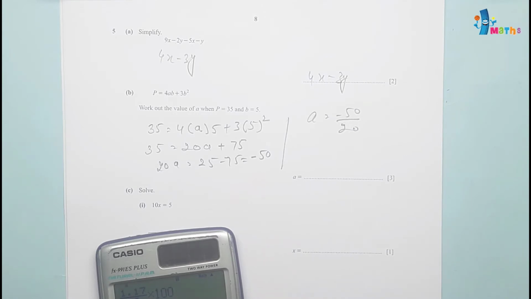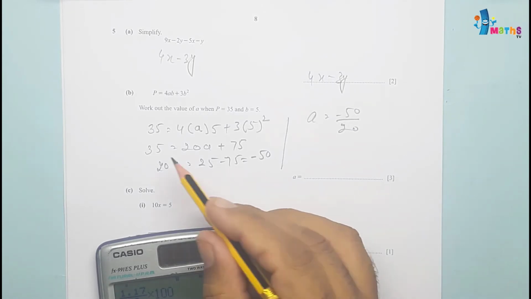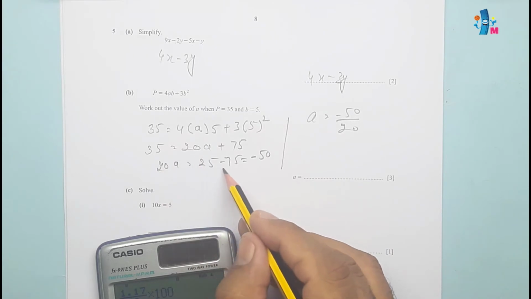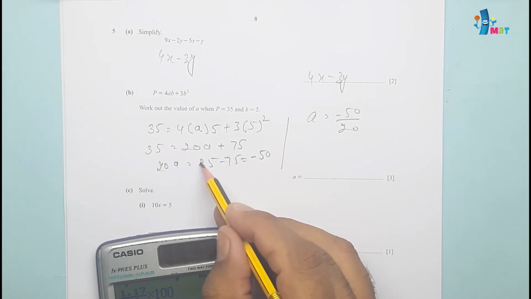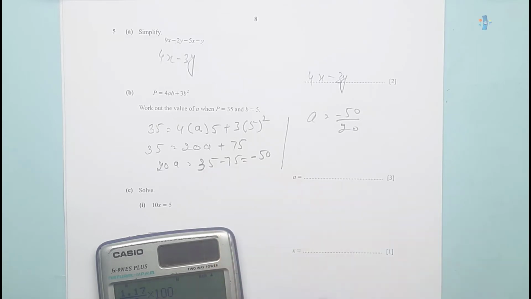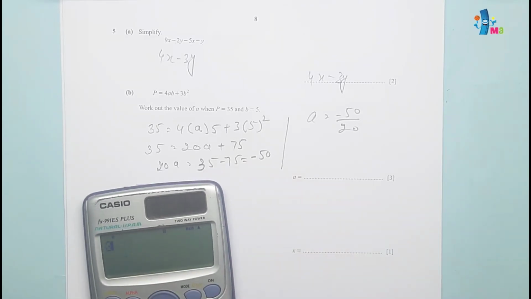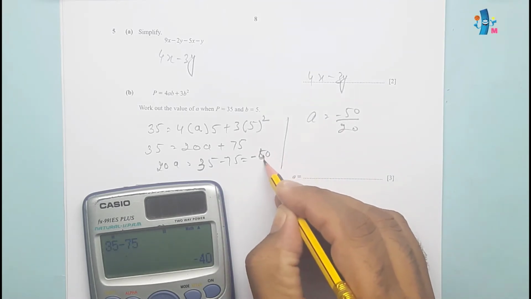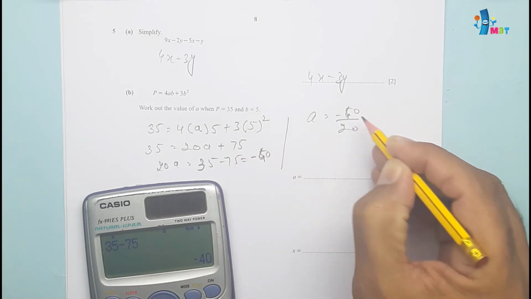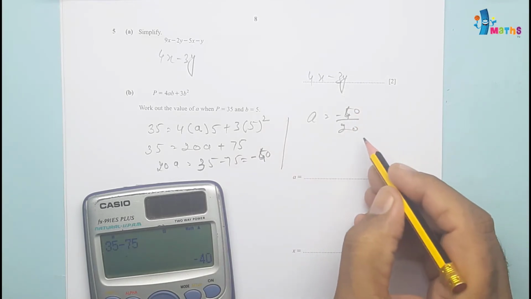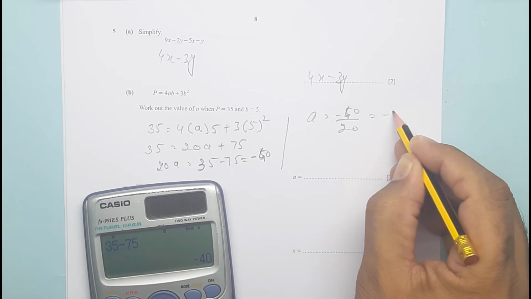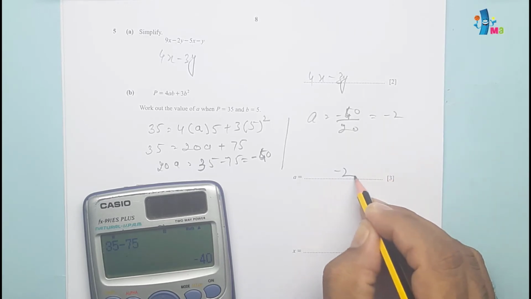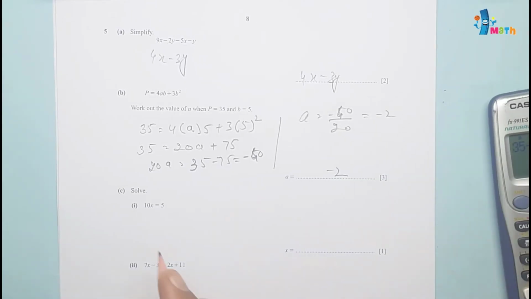We will check. Yeah, this is 35, and when we shift it to this side, we have written 25, so 35 minus 75. 35 minus 75 will be equal to minus 40. So minus 40 over 20 will be equal to minus 2. So our answer will be A is equal to minus 2.